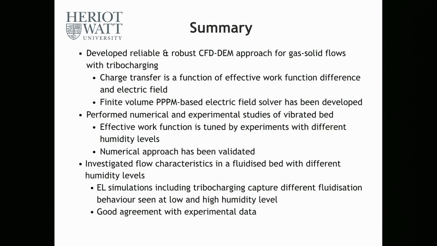And for charge transfer, we have one lumped parameter, and we've determined it using our experimental study. We performed two cases. One is the vibrated bed. The results are in really good agreement. For the fluidization case, we have some discrepancies. We are still working on it.